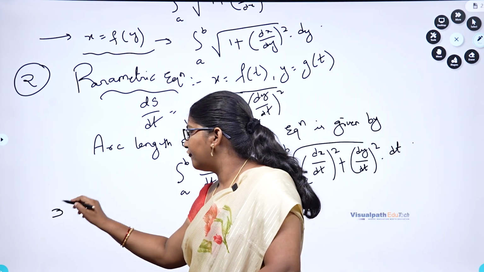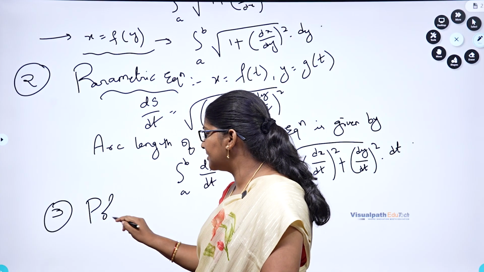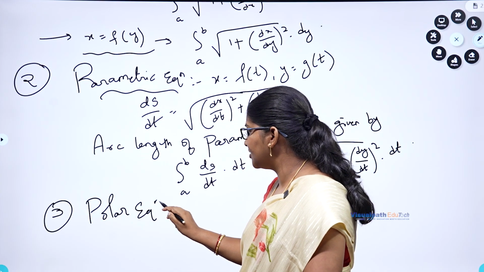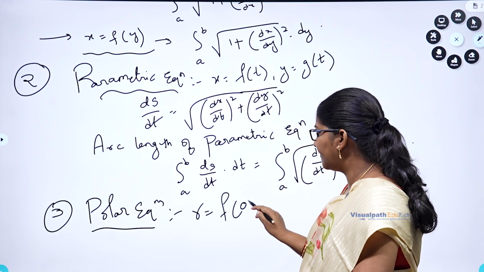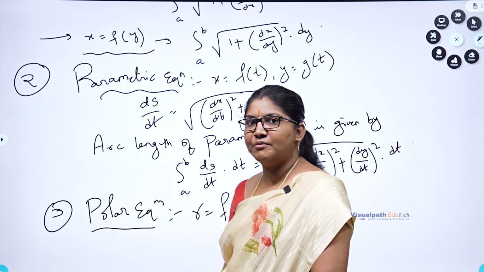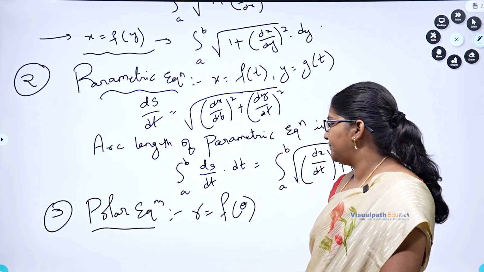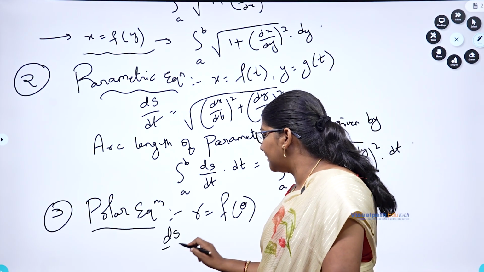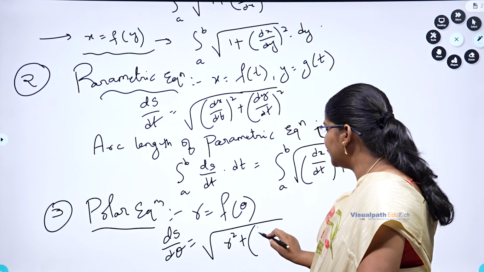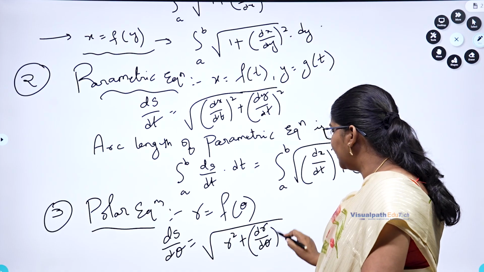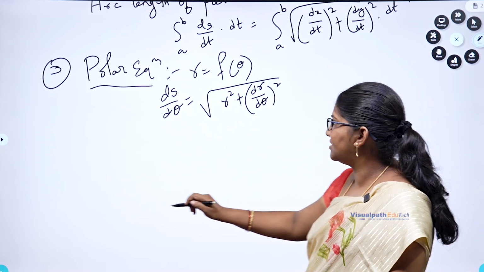Okay. Now formula number 3, for polar equations. Polar equations means the equation will be in terms of r and theta. Now length ds by d theta is equal to under root r square plus dr by d theta whole square.